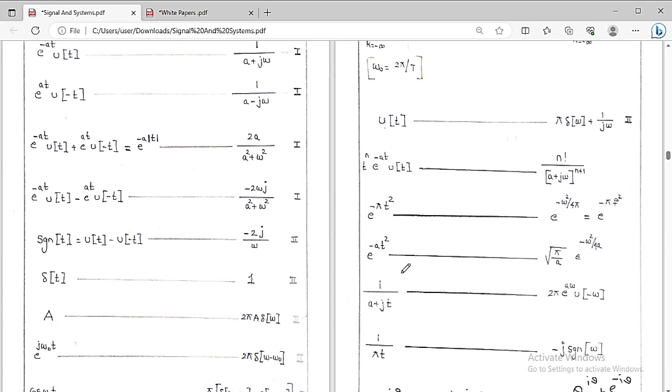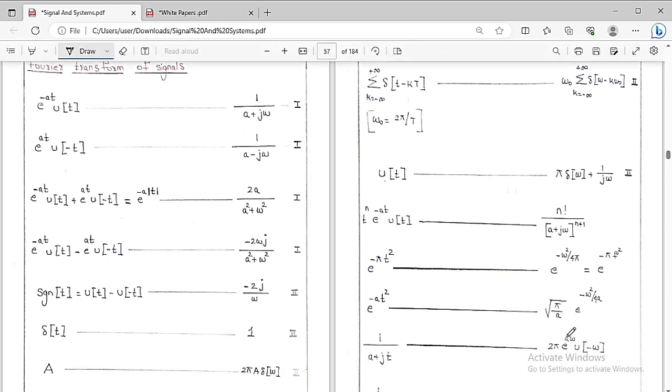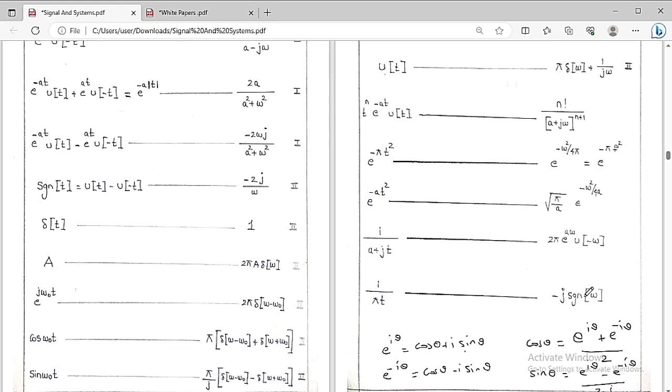And I already told you, for f of t the Fourier transform is F of omega, and for f of a t, the Fourier transform is 1 by mod a, F of omega by a; a can be positive or negative. And for capital F of t, the Fourier transform is 2 pi into small f of minus omega. So here I have replaced omega by t. So here replace t by minus omega and multiply by 2 pi. And for 1 by pi t, we have to remember the Fourier transform is minus j signum of omega. So these things you always have to keep in mind.